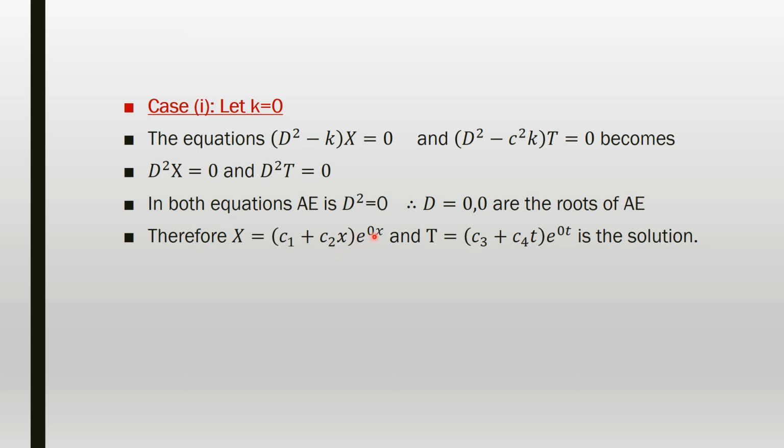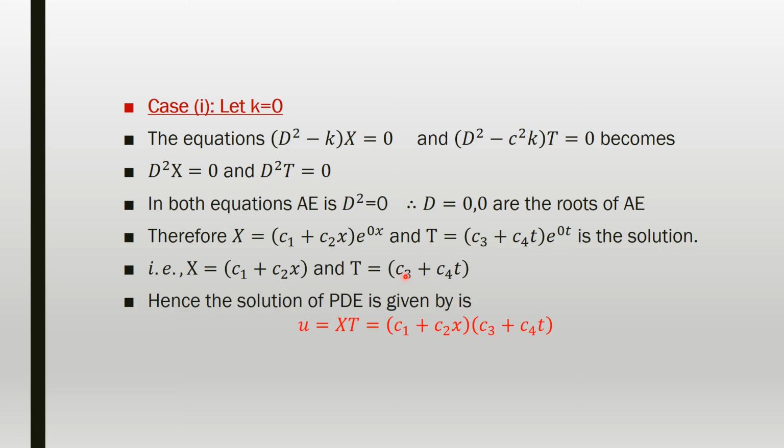Similarly, for the second differential equation D²T = 0, the roots of the auxiliary equation are D = 0, 0. Therefore its solution is T = (c3 + c4t)e^(0t), where the variable is t. Here we introduce c3 and c4 as constants because we already introduced c1 and c2. Now we know that e^(0x) as well as e^(0t) is 1. So X = c1 + c2x and T = c3 + c4t.